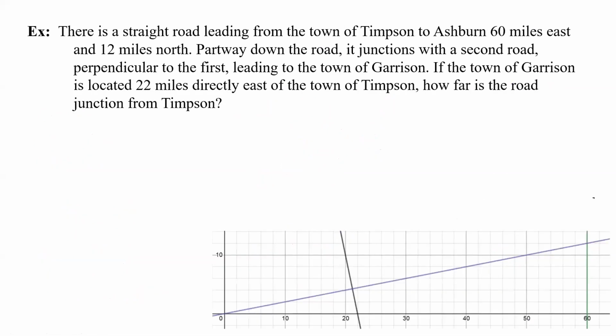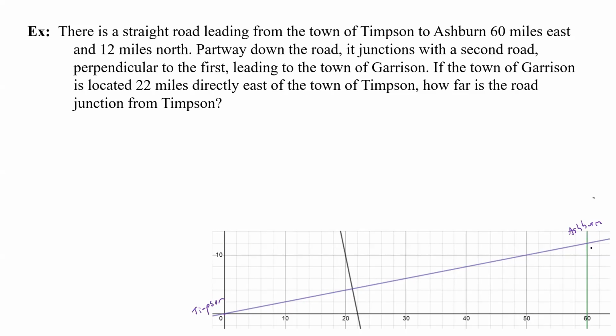All right, so here I think is the last one for this section. It says there's a straight road leading from the town of Timpson. So this is what we're going to assume: this point is Timpson. Again, I drew it so I could easily have straight lines. And it's going to Ashburn. So this value up here, that's Ashburn. And basically it's 60 miles east and 12 miles north. Since we're using a coordinate system, we're going to go 60 miles this direction, 12 miles this direction. So we've gone 60, and if we go over here, that's up to 12.